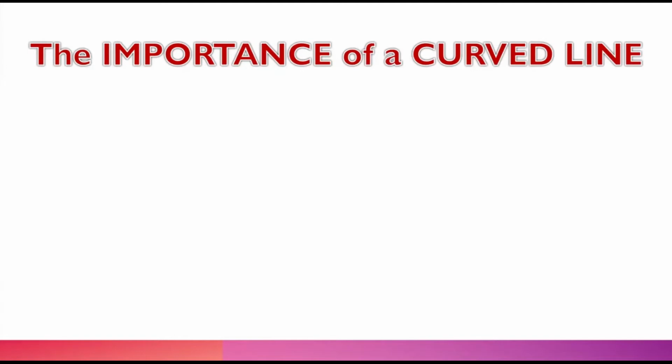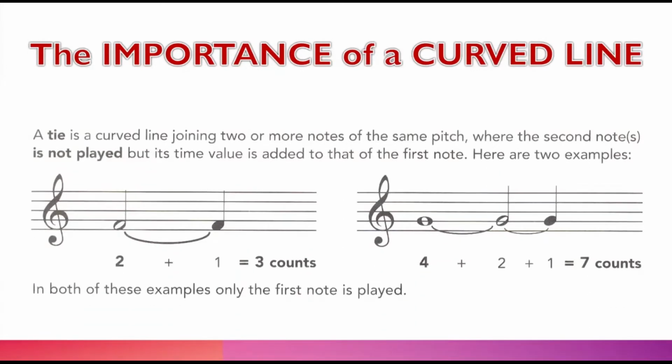Now there's another symbol or sign that you need to understand. This is what we call the curved line. In this case, the curved line is used as a tie. A tie is a curved line joining two or more notes of the same pitch, where the second note or notes is not played, but its time value is added to that of the first note.